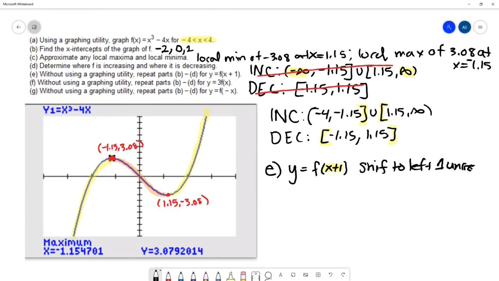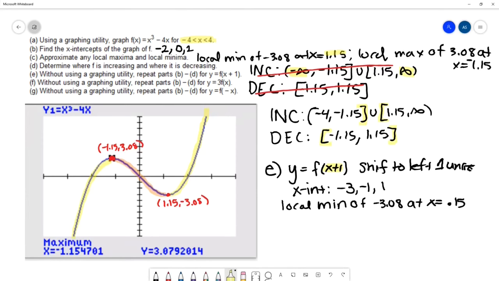So what that means is that our x-intercepts will be shifted to the left 1 unit. So we would have x-intercepts at -3, -1, and +1. That's shifting our x-intercepts to the left 1. Our local minimum and maximums would also be shifted to the left 1. So we would have a local min of -3.08. So that doesn't change the y part, it only changes the x part. And that would be at x equals 0.15.